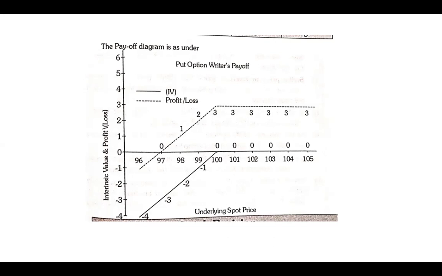Whenever he incurs a loss, amount will be deducted from his bank account and whenever he makes a profit, he already has the premium received in his account. So the profit is only up to premium. So put seller is having unlimited losses and limited profit only up to premium.